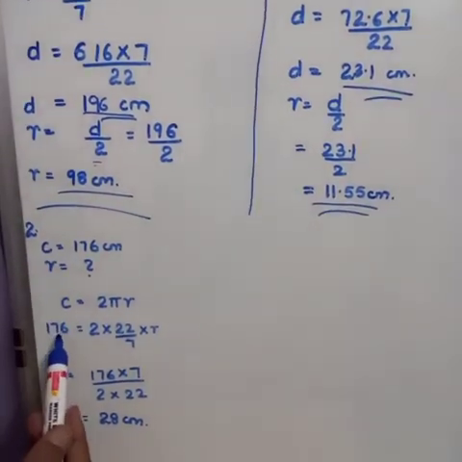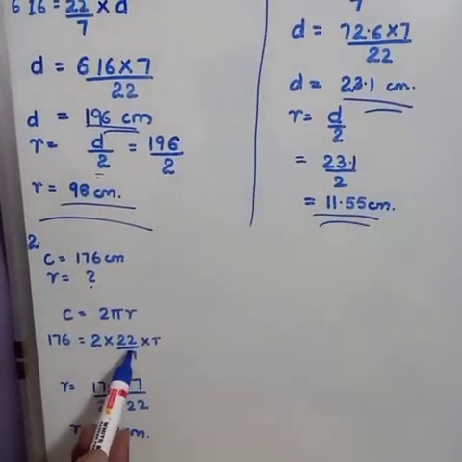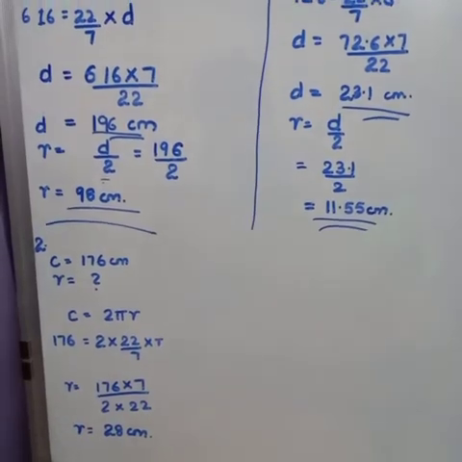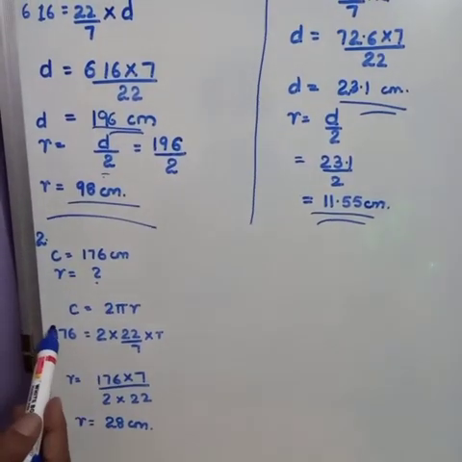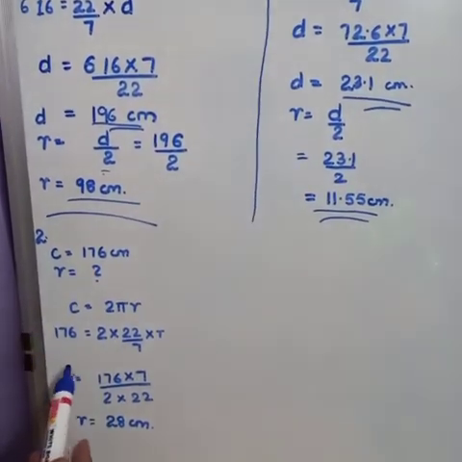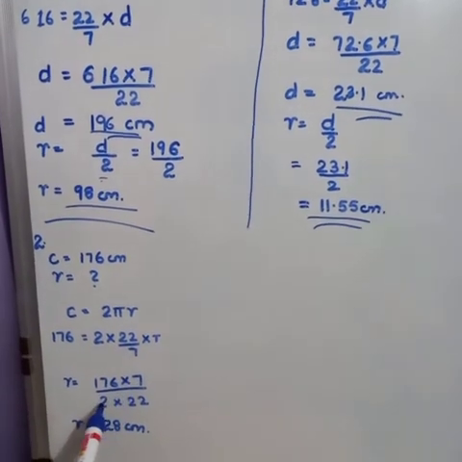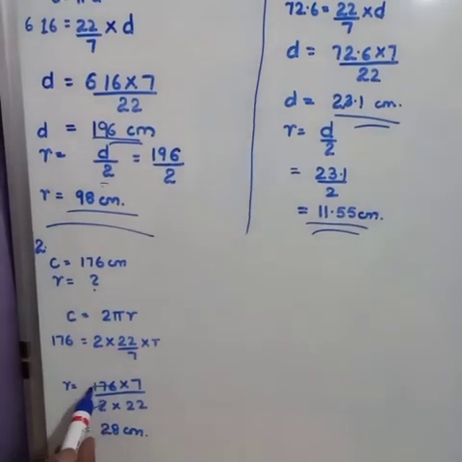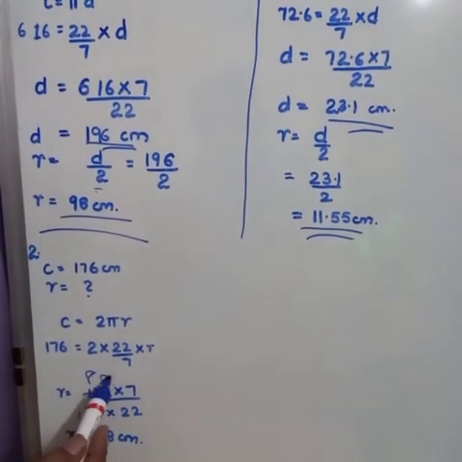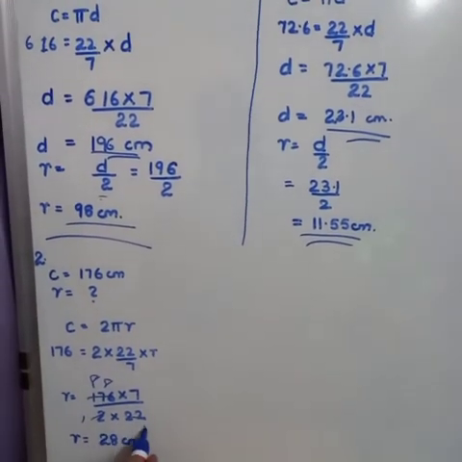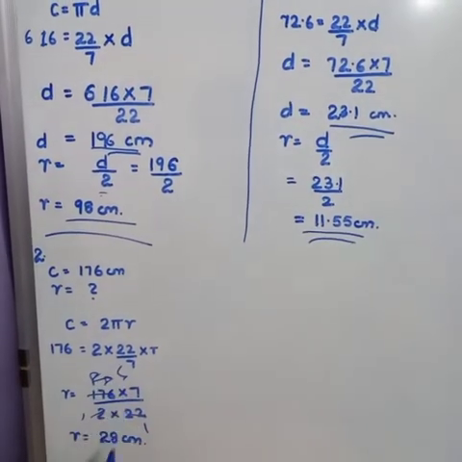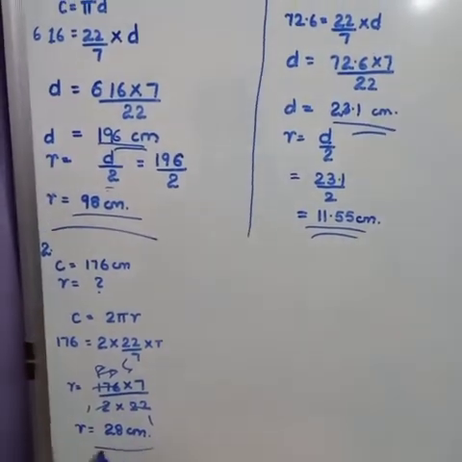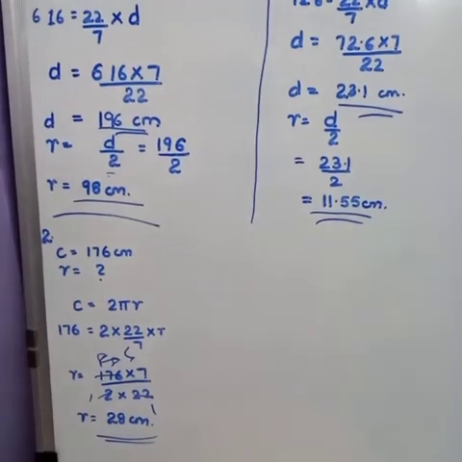So what is our circumference? 176 is equal to 2 into 22 upon 7 into r. We are taking 7 on one side and 2 into 22 on the other side. So 176 into 7 upon 2 into 22. So what is going on? 1, 8, 8. 1 10, 4 eights are 32... so 7 fours are 28. So radius is 28 centimeter.